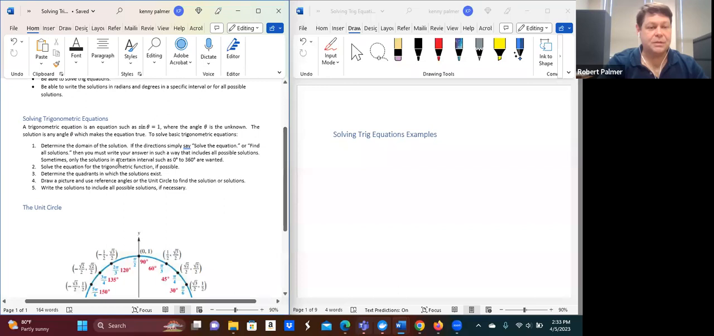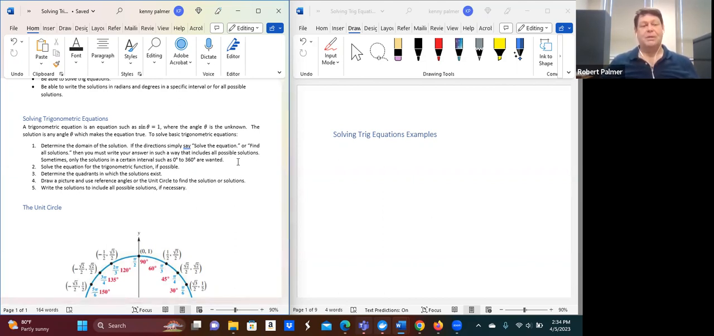So the basics is, you need to determine essentially the domain of the solution. So if it says just solve the equation or find all solutions, that means you have to find every possible solution. That includes, for example, coterminal angles. But sometimes it may just simply say to solve within 0 and 360 degrees, or maybe within 0 to 2 pi. In that case, just one trip around the circle gives all the solutions we're looking for.